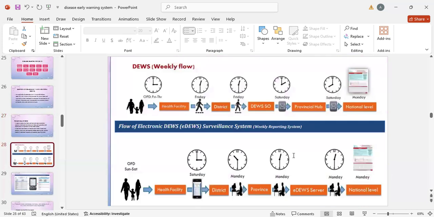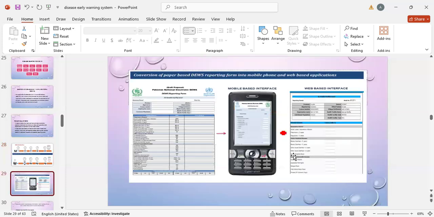DEWS weekly flow: OPD data from Friday to Thursday goes to the health facility, this information goes to the district on Friday, then the next Friday DEWS goes to Saturday, this information goes to the provincial hub, and the next Saturday to the national level, and the Monday report is generated. And this is the conversion of the paper-based DEWS reporting form into a mobile phone and web-based application.